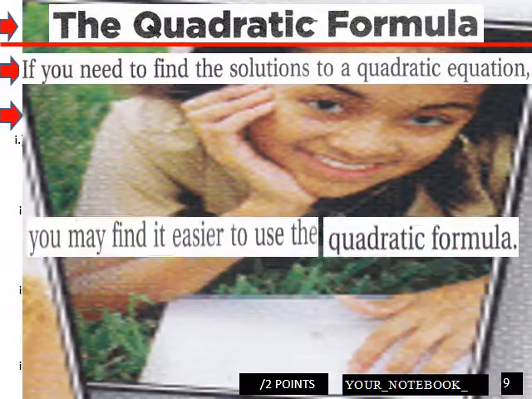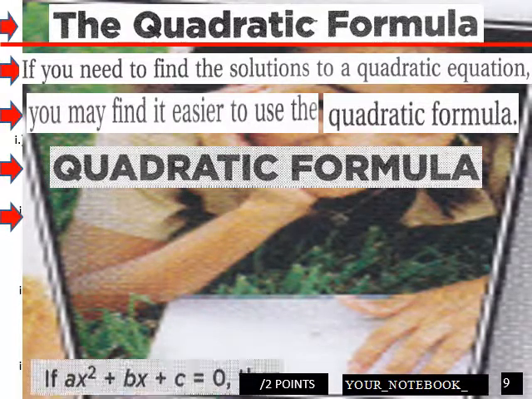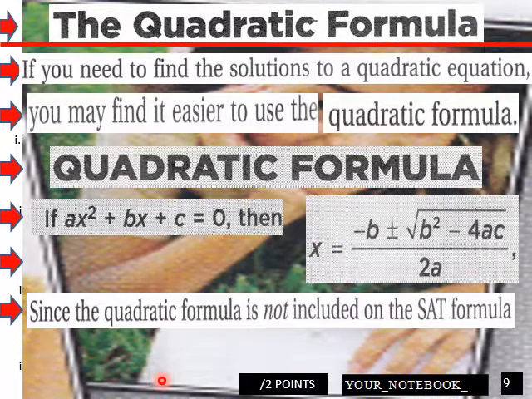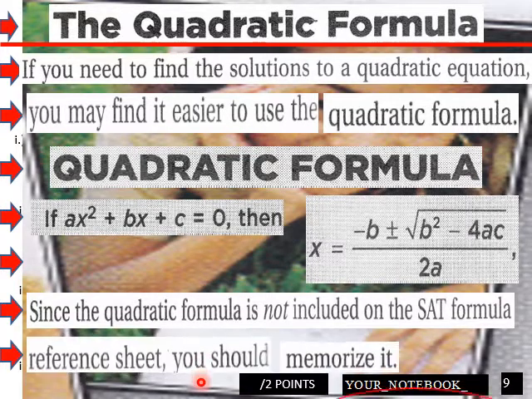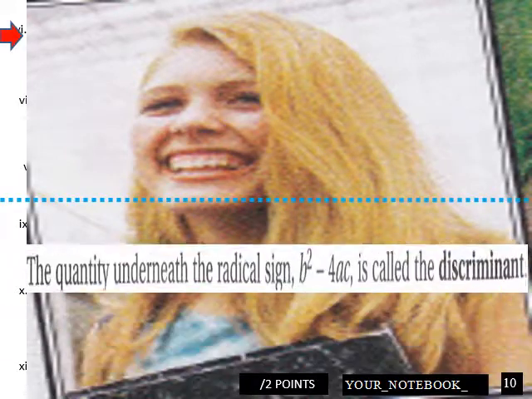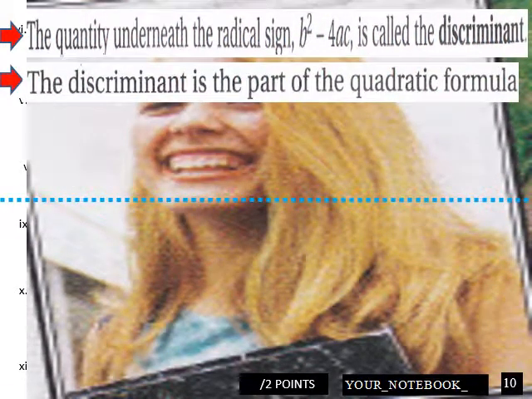So the quadratic formula, if you need to find the solutions to the equation, could be a way for you. Here it is here. Since the quadratic formula is not included in the SAT Math formula reference sheet, you should memorize it: negative b plus or minus radical b squared minus 4ac, all over 2a. You should memorize it. The quantity underneath the radical sign is called the discriminant.